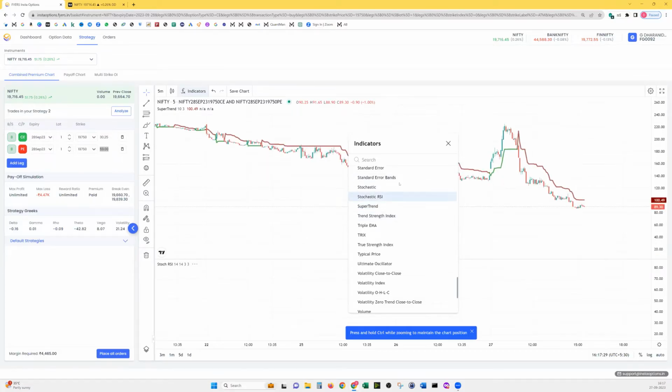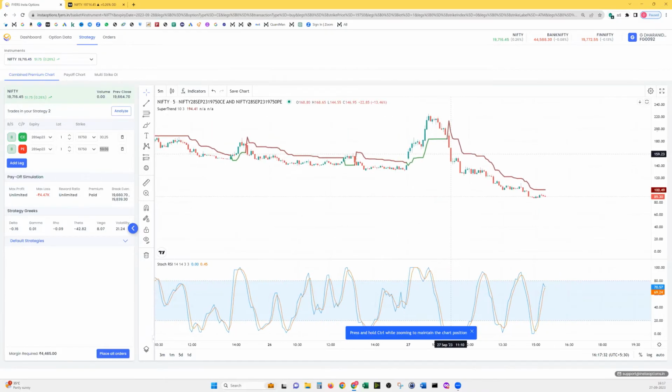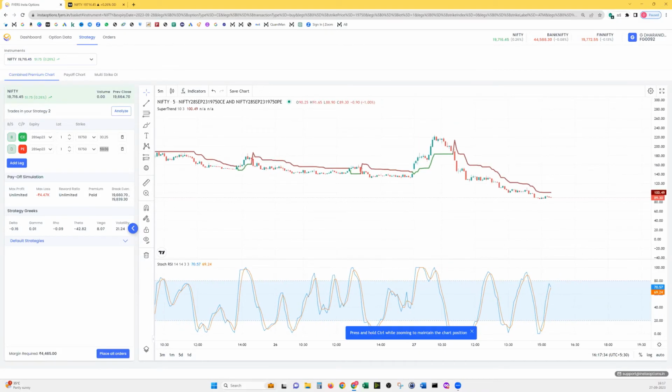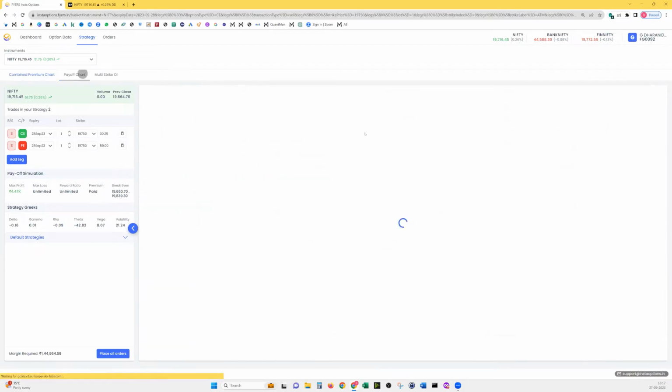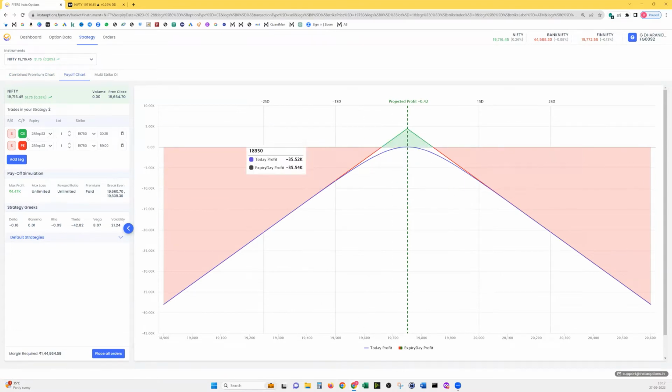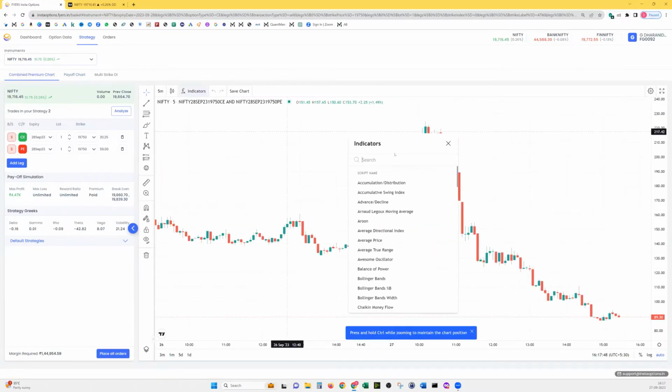So I'm planning to add stochastic RSI over here. Now I feel that I want to take a sell position on both of these. So I just sell both, and now you can see how the payoff chart looks. Then I'm planning to just sell it, where I can give Supertrend.